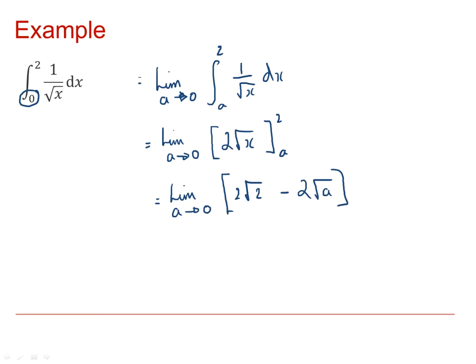But as a approaches 0, then root a also approaches 0. So in the limit we can say that this is equal to 2 root 2. So the value of this integral converges to a value 2 root 2.